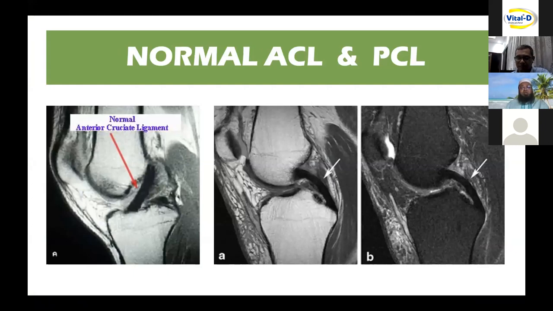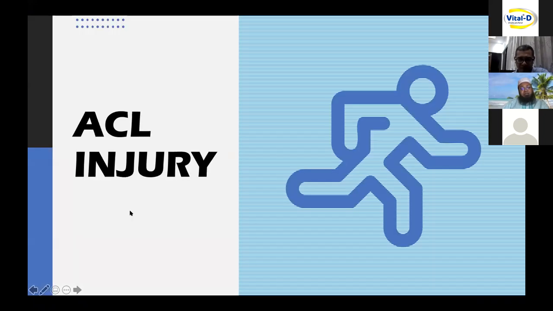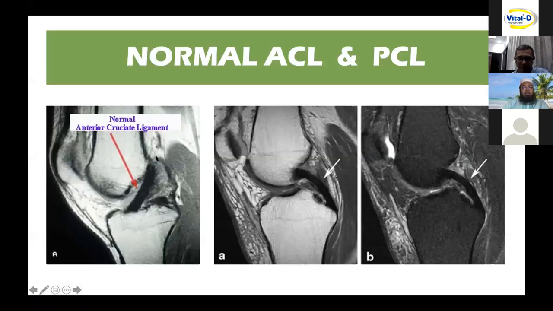Now, let us talk regarding the normal ACL and PCL. In the first figure you see the ACL, the anterior cruciate ligament. I'll talk more on the ACL because this is the commonest injury in the knee. ACL usually ascends from the tibia to the femur approximately 45 degrees upwards, and there is no interruption in the signal. It attaches to the bone in the tibia, and it is attached in the femur. And the thickness is also important.